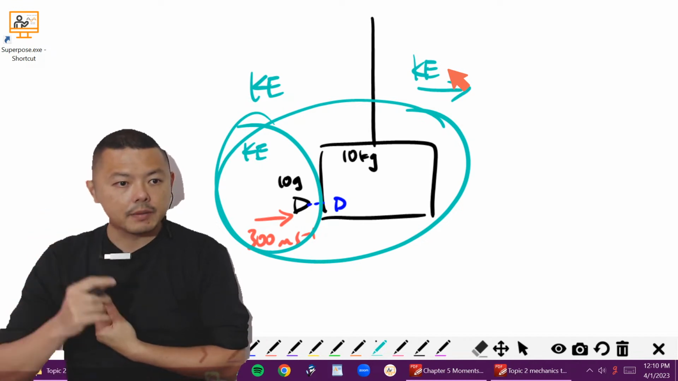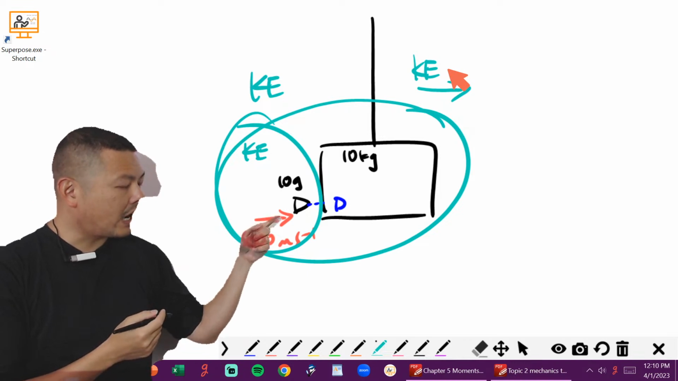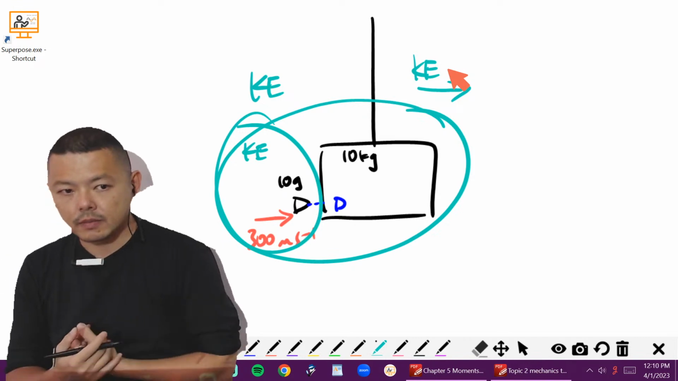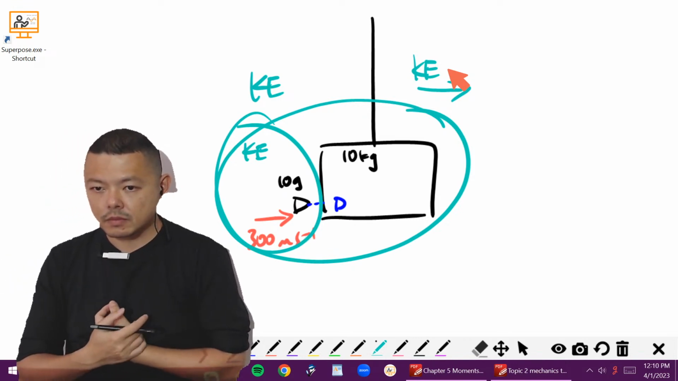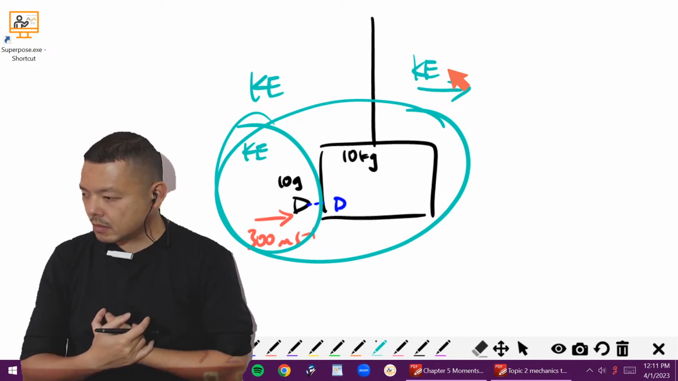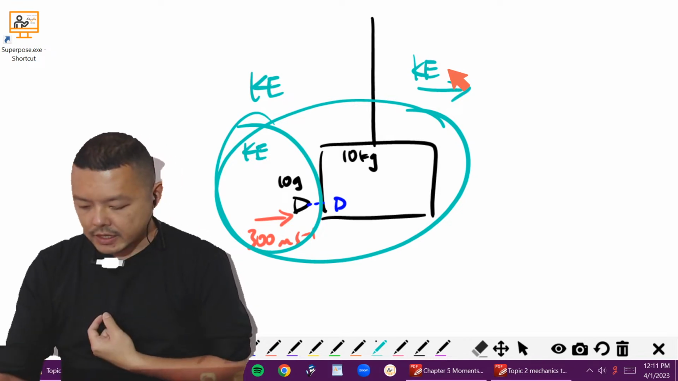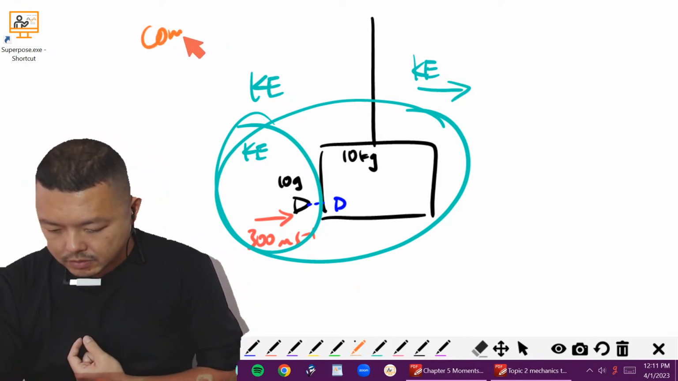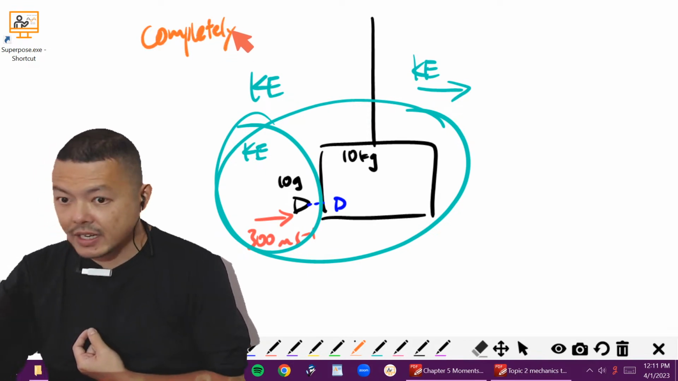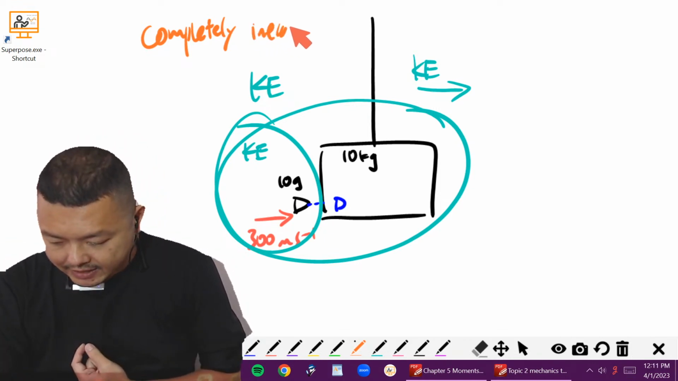What's the rationale behind it? I give you a clue. I repeat this statement one more time. The bullet after impact is embedded into the wooden block. That's your clue. It is a completely inelastic collision, because of how I described it. I said that the bullet is embedded into the wooden block, so it's a completely inelastic collision.